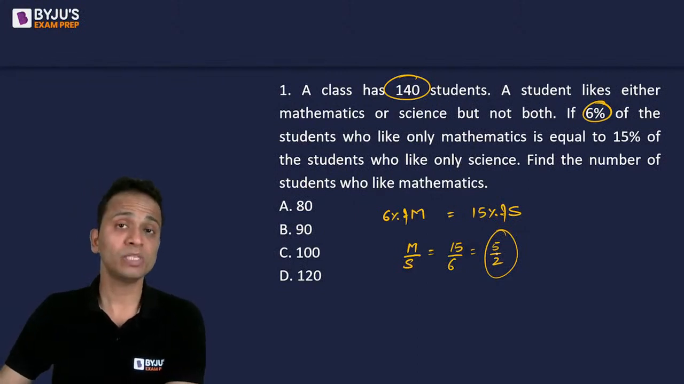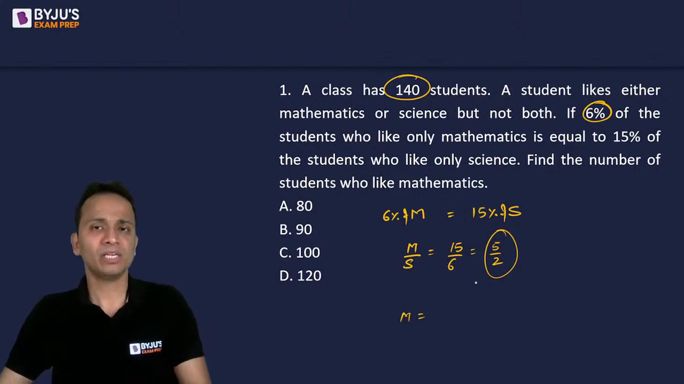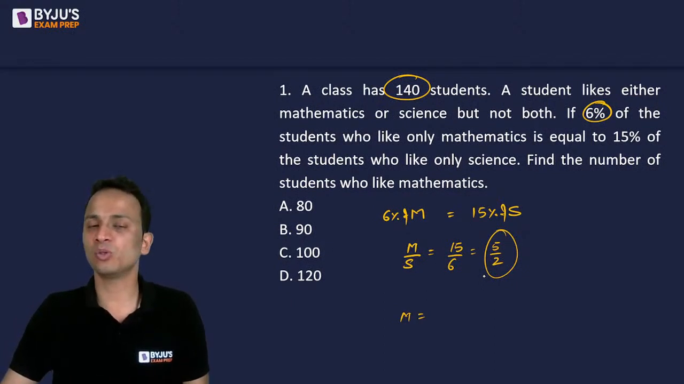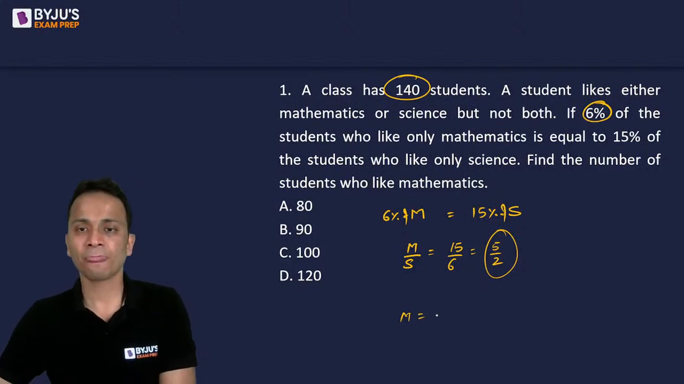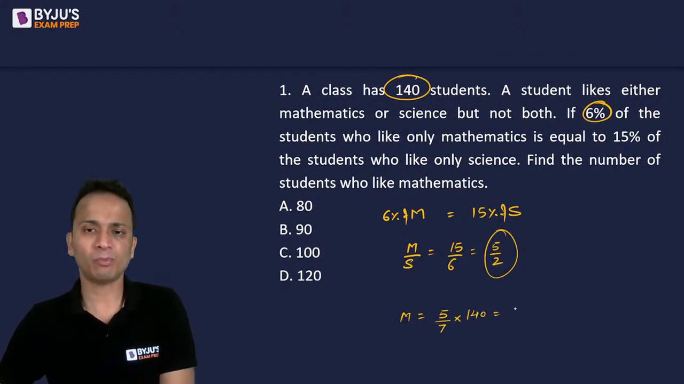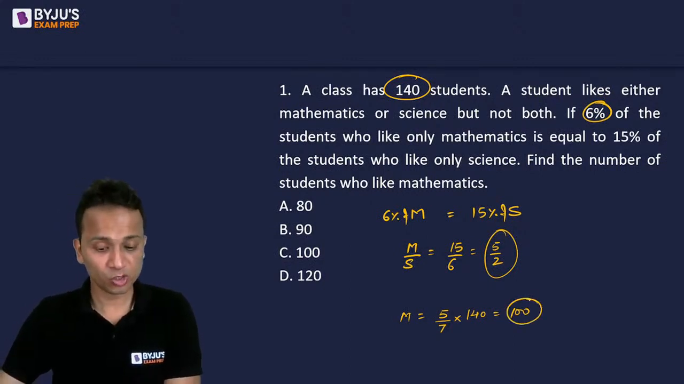What is the number of students? It is 140. So what I'll do is, 140 जो students हैं इनको मैं 5:2 के ratio में divide कर लूंगा, and I'll get the number of students who like maths as well as the number of students who like science. Okay. अब मुझे सिर्फ maths find out करना है. So the number of students who like maths will be 5 upon 7 into 140. Upon solving, you will get the answer as 100. Okay. So 100, yes.